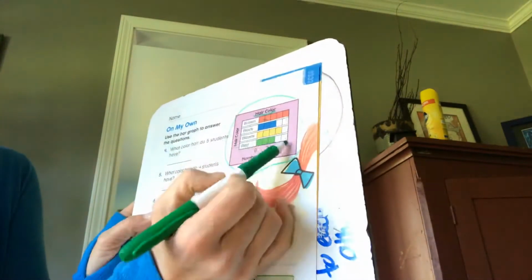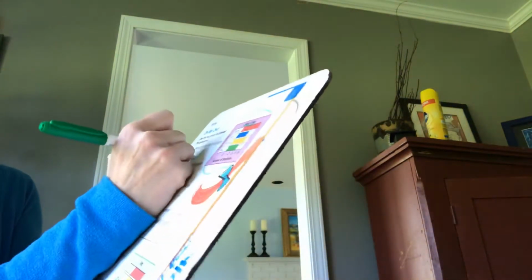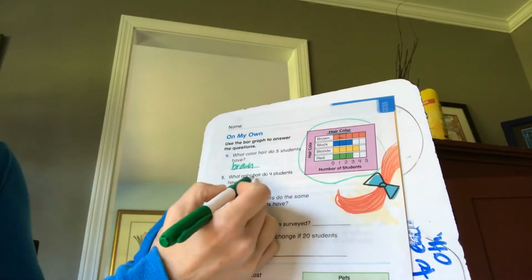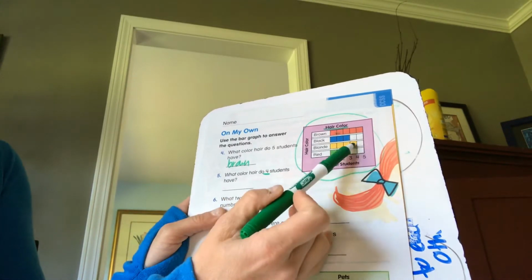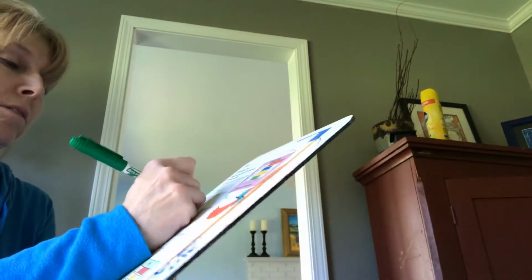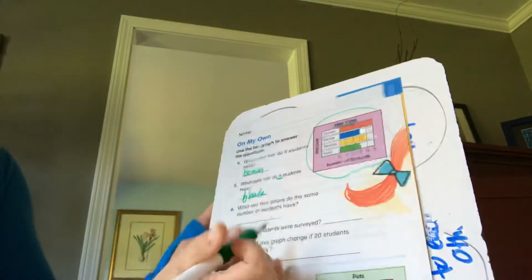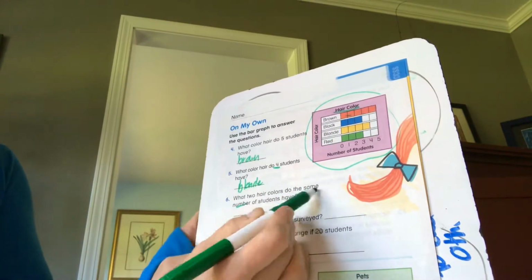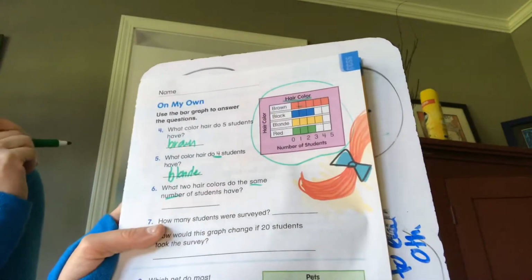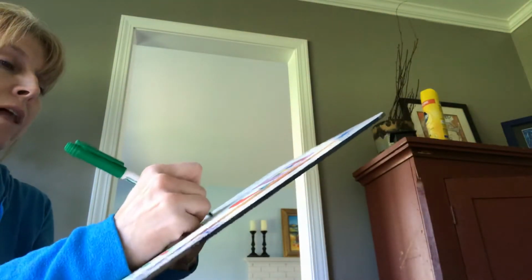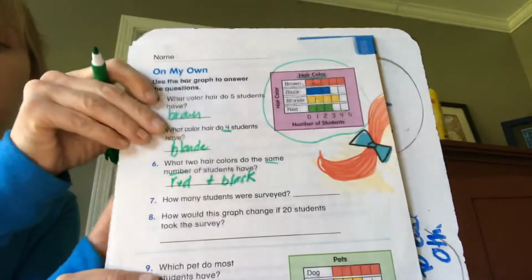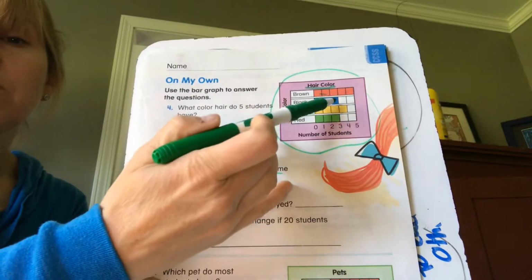So what color hair do 5 students have? Well, the one that goes over to 5 would be brown. Pretty easy. What color hair do 4 students have? Well, if you look at the numbers, the one that goes to 4 is blonde. What 2 hair colors do the same number of students have? So the same number, I see 2, and that would be red and black, because the bars go out to the same. They both have 3.